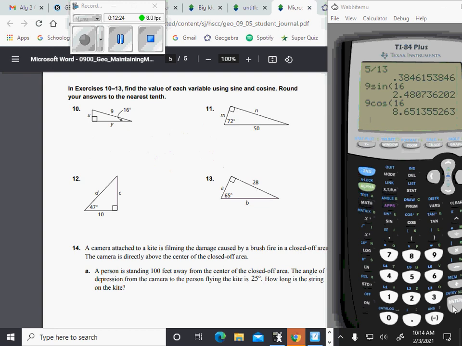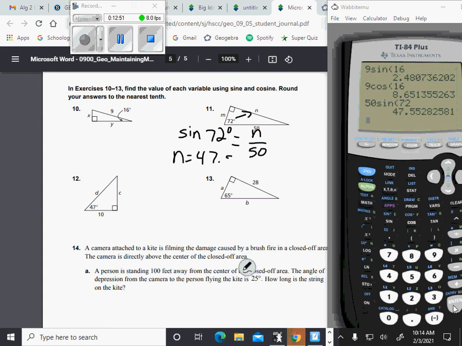Number 11. We could do the cosine or the sine, let's do the sine of 72 degrees. And we go opposite, so n over hypotenuse, which is 50. So 50 times the sine of 72 equals 47.55. And I know it says round your answer to the nearest tenth, so we can do 47.6. That's to the nearest tenth.